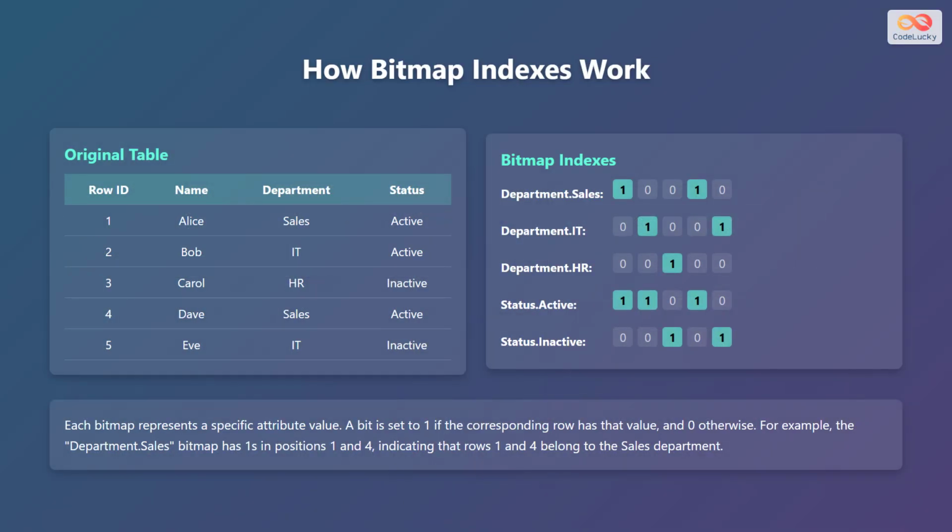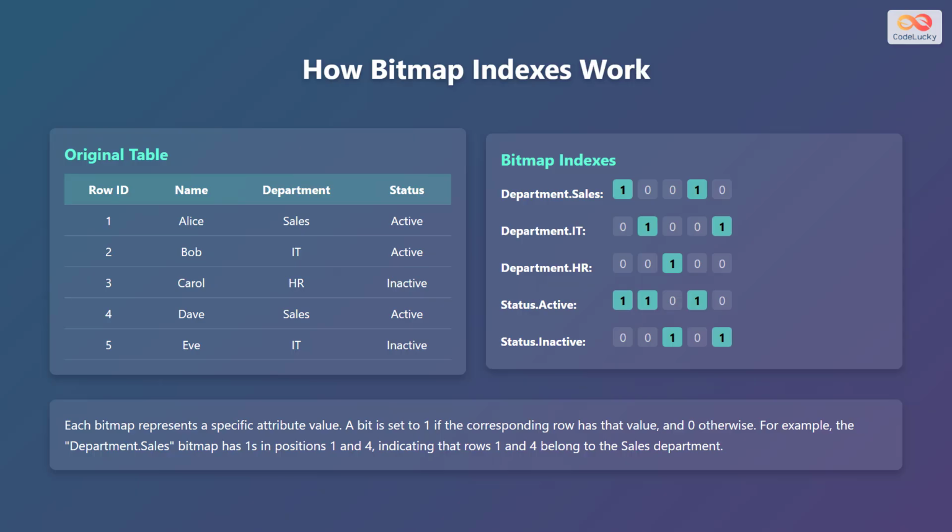Let's see how bitmap indexes work with an example. Consider a table with columns for row ID, name, department, and status. The department column can have values like sales, IT, and HR. The status column can have values like active and inactive. We create bitmap indexes for the department and status columns. So we will have bitmaps for department sales, department IT, department HR, status active, and status inactive.